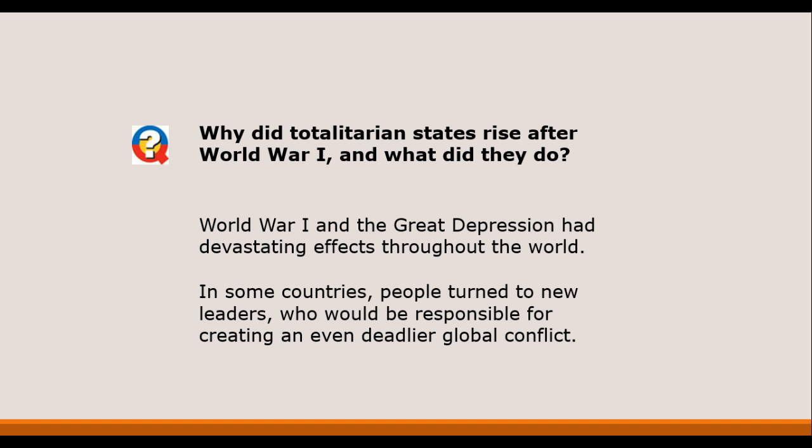In some countries, people turn to new leaders who would be responsible for creating an even deadlier global conflict. These new leaders promised them the world when they had nothing. And so they were just looking for any spark of hope, and these leaders were charismatic, highly intelligent, and highly capable people in convincing their populace that they were the answer to the problem.